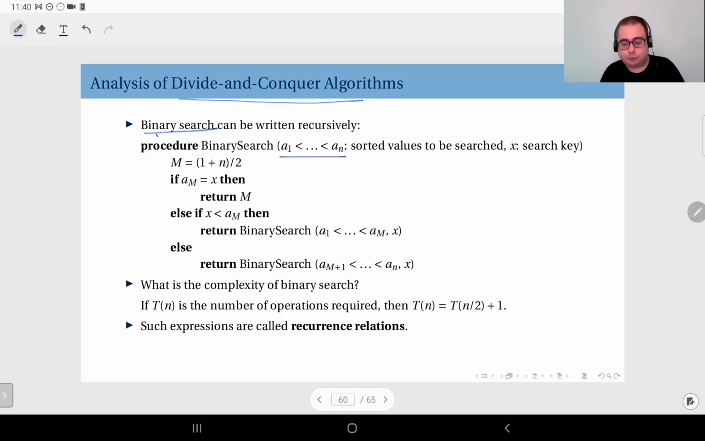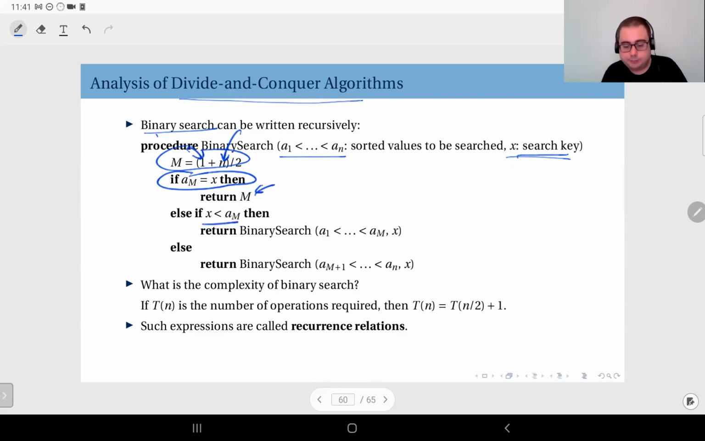This is the sorted values to be searched, and this is the search key X you are looking for in your list. And what you do is you find the middle point. 1 here is the left indicator, N is the right indicator. You add them up, you divide by 2, you get the middle indicator. And if that equals the search key that you are looking for, then return M, the position.